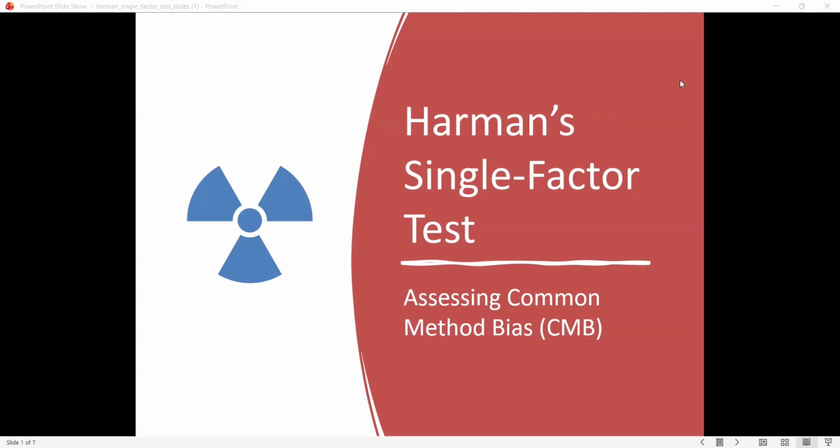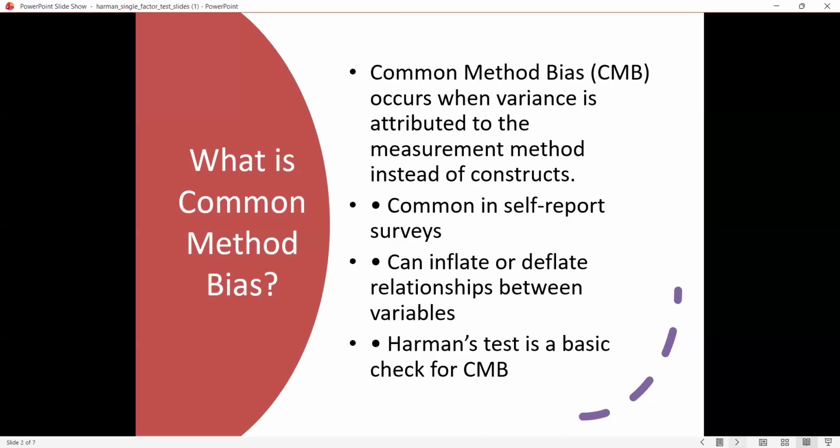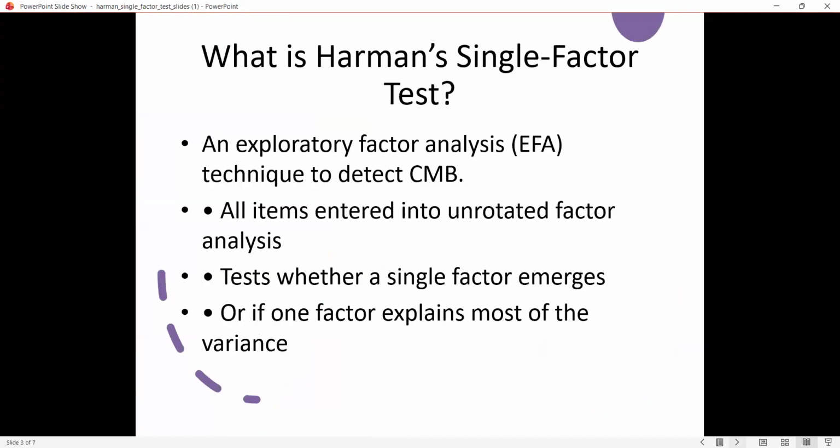Let's go in. If you see what common method bias is, it occurs when variance is attributed to the measurement model instead of the construct. Common self-reporting surveys can inflate or deflate relationships between variables. So the Harman test is a basic check for common method bias. There are other tests we'll see later on, but today we'll see the Harman single factor test.